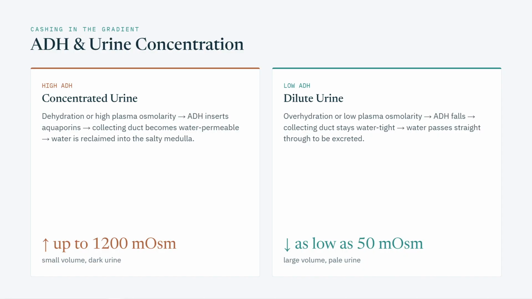Flip it around. When you've just chugged a bottle of water, ADH switches off. The collecting duct stays waterproof, and water flows straight through, a large volume of pale, diluted urine, as low as 50 milliosmoles. One hormone acting like a dial, spanning a 24-fold range of urine concentration. That's the payoff of the loop machinery.